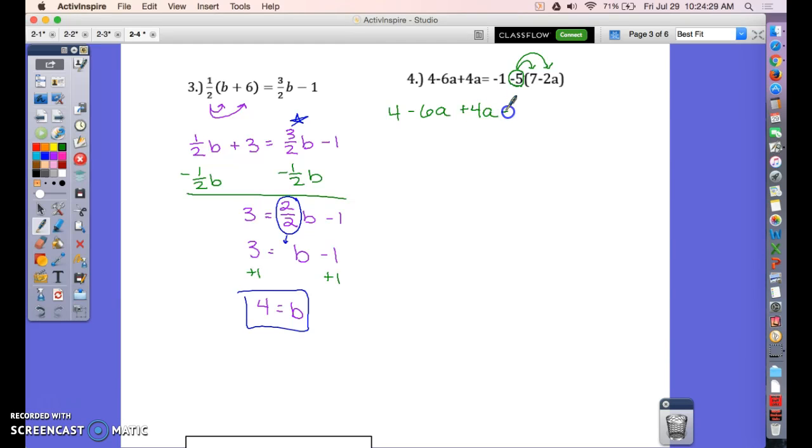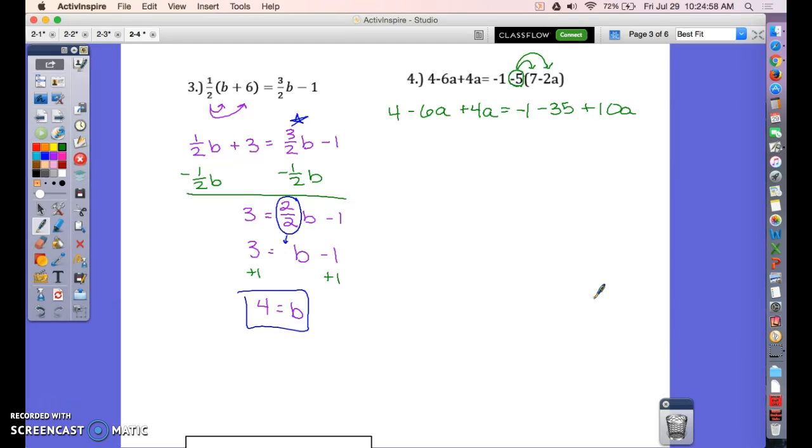I'll come back to that in a second. Minus 1. I always distribute first. If I see parentheses, I like to do that as my first step. -5 times 7 is a -35. And a -5 times a minus 2a. Remember, always look to the left of your coefficient of your variable to make sure you see the sign. So it's a negative times a negative. It's a positive 10a.